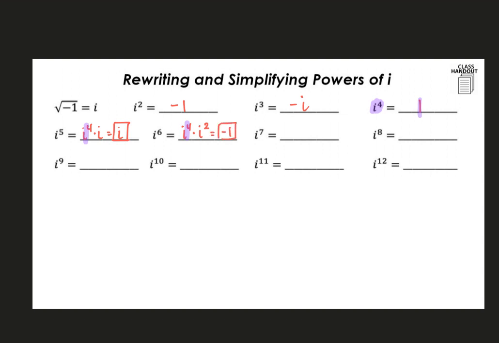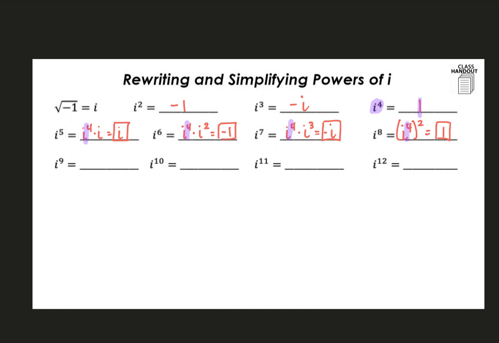For i to the seventh, using the same logic we've been using, we can say that's broken up as i to the fourth times i cubed. The whole reason for doing that is because i to the fourth is equal to 1. So we're just left with i to the third power, i cubed, which from the previous result we see is just equal to -i. And then lastly, for i to the eighth, we can rewrite that as i to the fourth times i to the fourth, or we can say i to the fourth squared, since 4 times 2 is 8. We know that i to the fourth is equal to 1, and 1 squared, or 1 times 1, is equal to just 1.